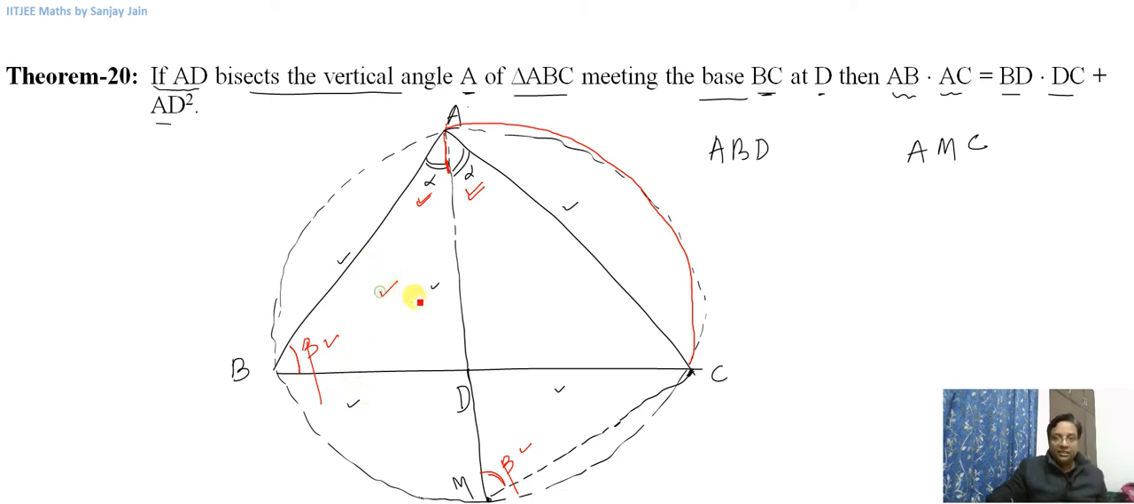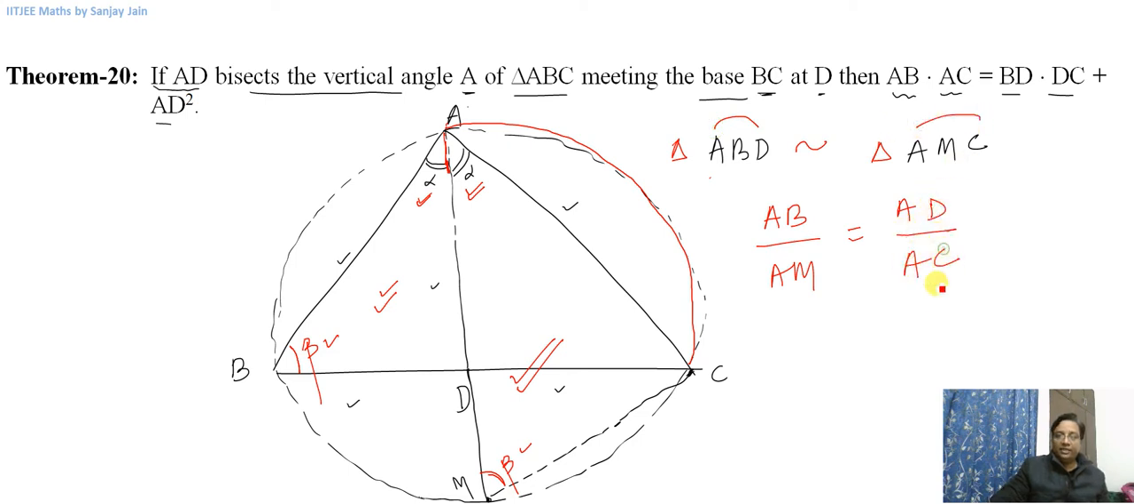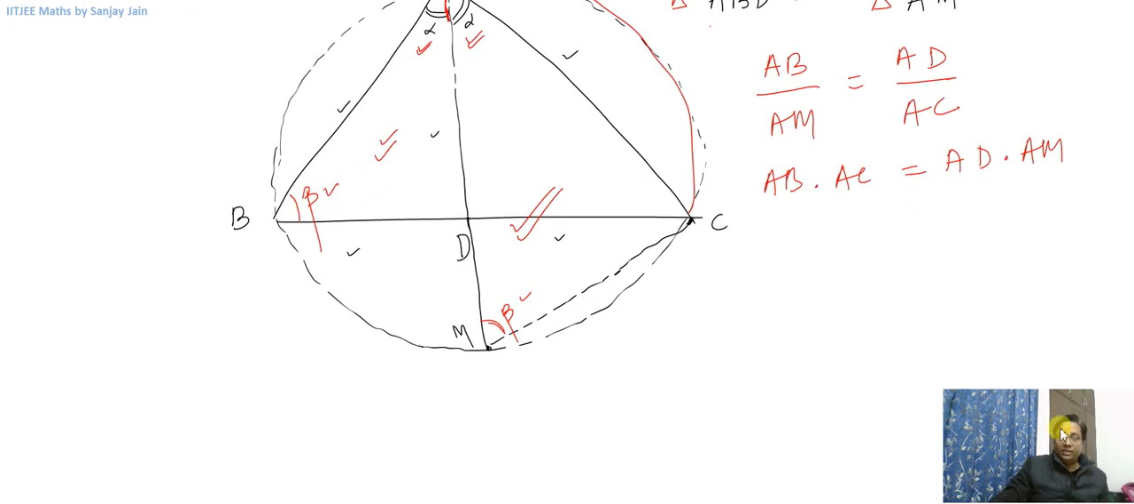So this triangle ABD is equiangular to this triangle AMC, right? So these two triangles are similar to each other, and if these are similar to each other, the ratios of their corresponding sides will be equal. That is, AB divided by AM will be equal to AD divided by AC. Now if I take a cross product, that is AB into AC, it will be equal to AD into AM, right?